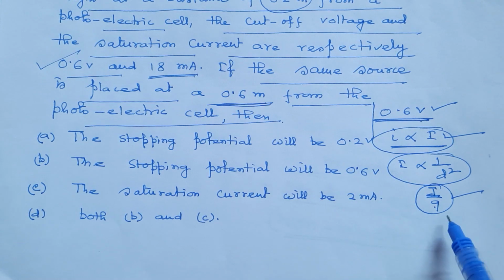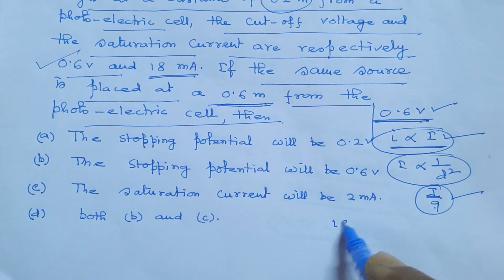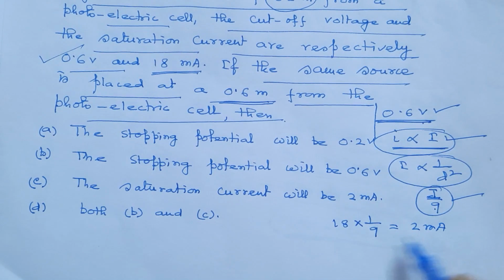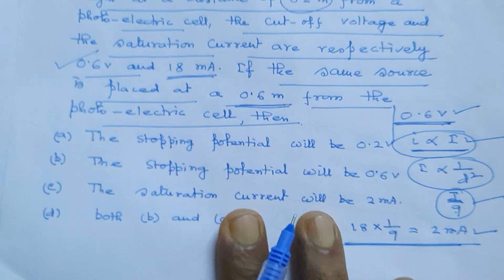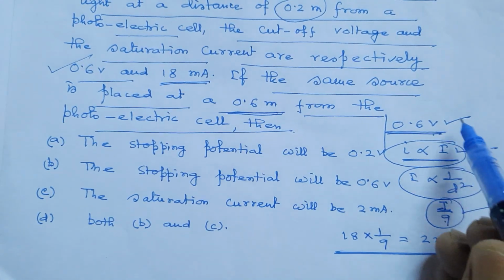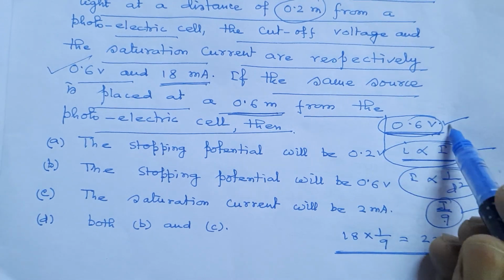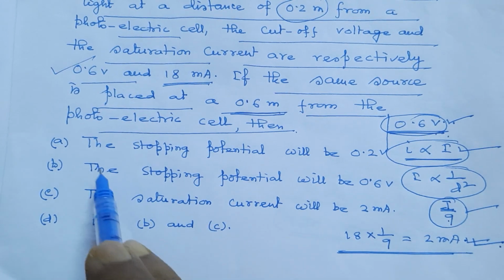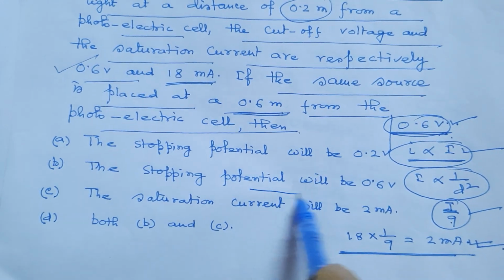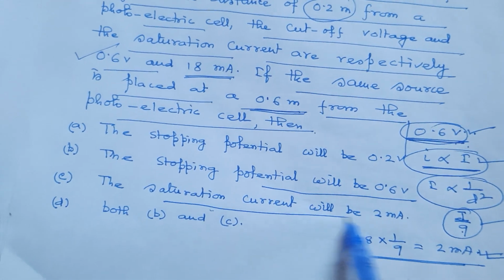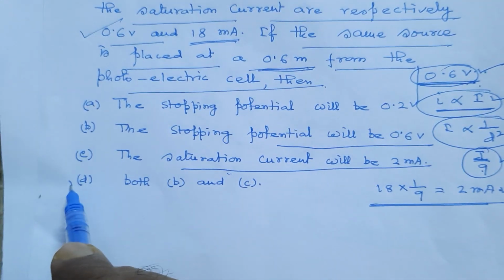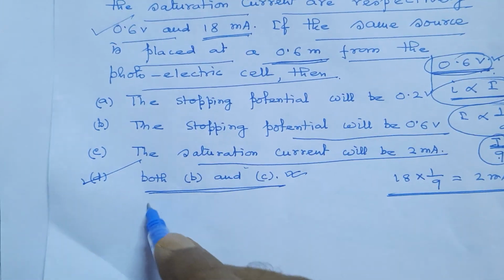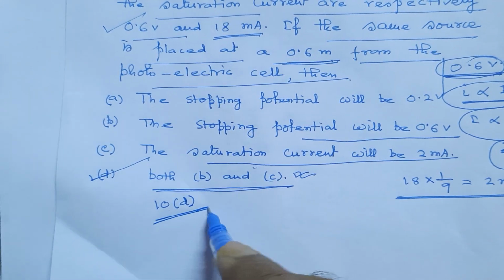So the photoelectric current will be 1 by 9 times the 18 milliampere, 18 into 1 by 9, that is 2 milliampere. So in the second case, photoelectric current should be 2 milliampere. So we find that the stopping potential in this case is 0.6 volt, as well as the saturation current is 2 milliampere. From the options, we find that B and C are the correct options here. So the correct option is D, which reveals that both B and C are correct. So the correct answer to question number 10 is D.